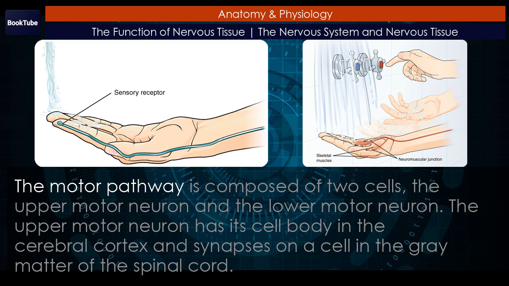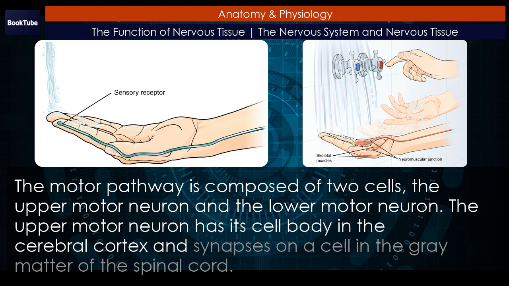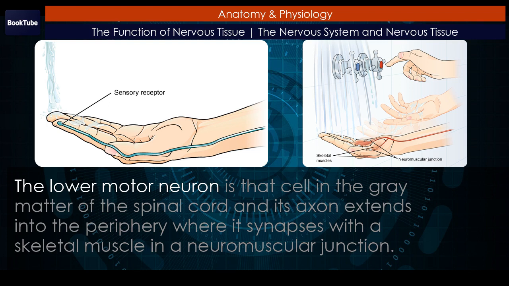The motor pathway is composed of 2 cells, the upper motor neuron and the lower motor neuron. The upper motor neuron has its cell body in the cerebral cortex and synapses on a cell in the gray matter of the spinal cord. The lower motor neuron is that cell in the gray matter of the spinal cord, and its axon extends into the periphery where it synapses with a skeletal muscle in a neuromuscular junction.